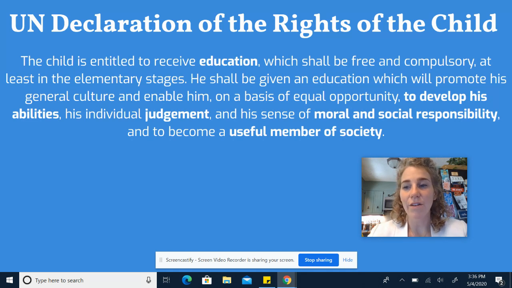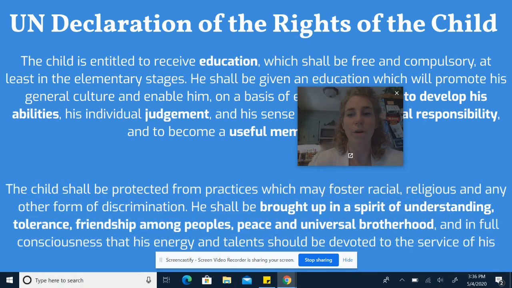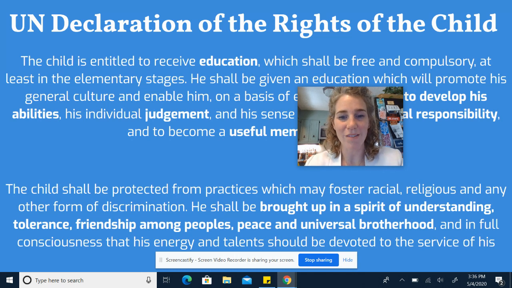The Declaration of the Rights of the Child also says that instead of working, children should be brought up in a spirit of understanding, tolerance, friendship among peoples, peace, and universal brotherhood. So now you know why teachers are not only trying to get you to do your work in school, but also to treat each other well, because we all live in community with one another.